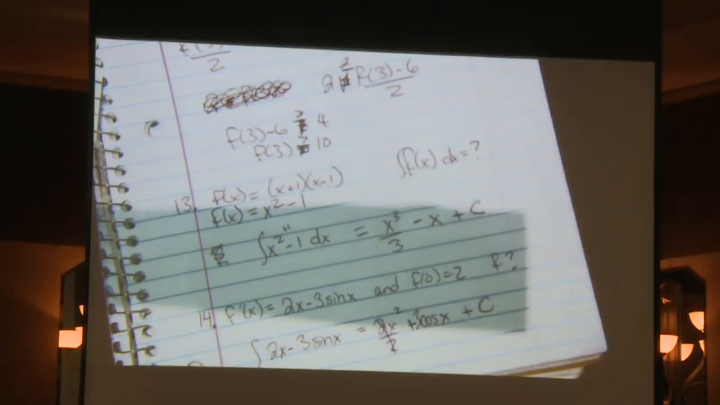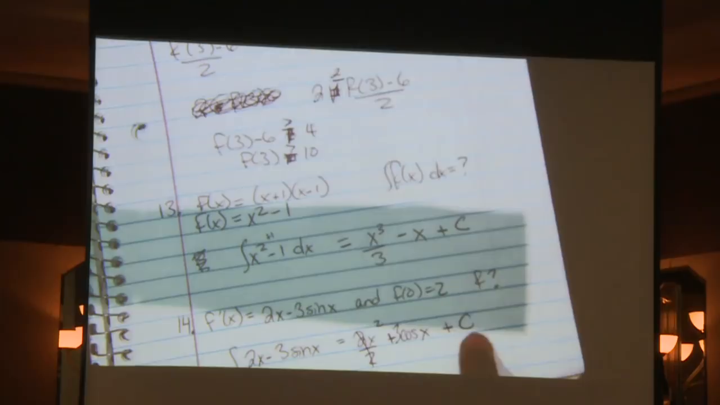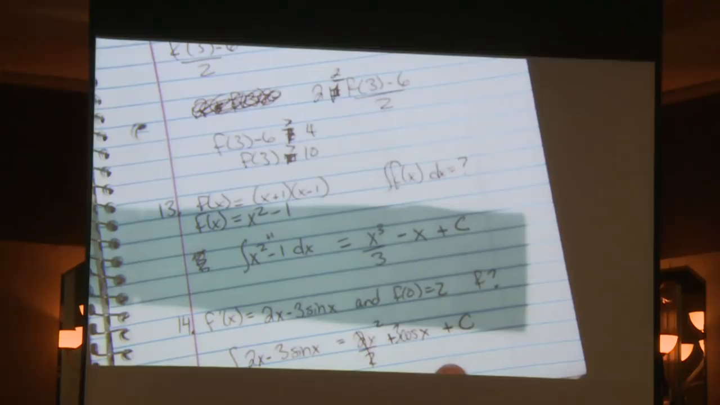Now, I have my equation, but I still don't have my plus c, so I don't have my entire equation. So they give me this f of 0 equals 2 because they want me to find what c is, so I can have the entire equation. So now, I'm just going to flip and say 14 continue.